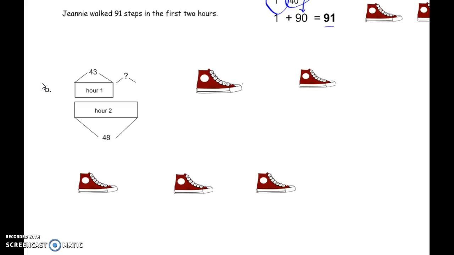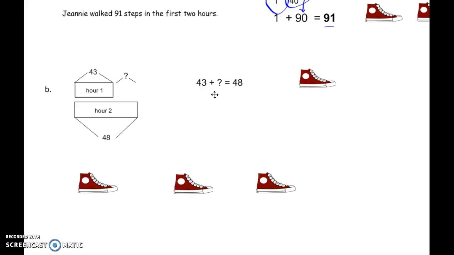So to solve this problem, I know I'm going to have to subtract. So go ahead and write an equation for this problem. For the equation, I simply wrote 43 plus something is going to give me 48. Or I could have said 48 minus 43 equals blank.